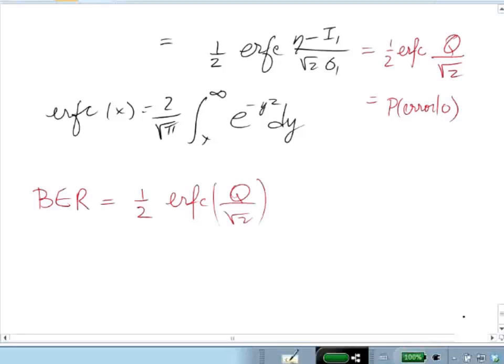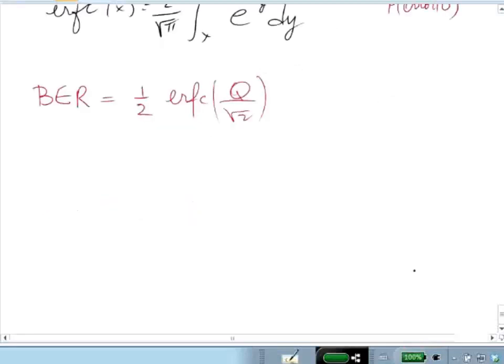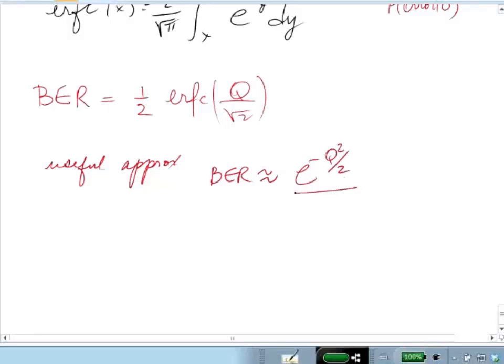And I just want to mention one useful approximation, just numerically. If you've got a calculator, you're trying to do some calculations, you don't have MATLAB, maybe you don't have the complementary error function available, the bit error rate is very well approximated as e to the minus Q squared over 2, divided by Q square root of 2π. So that's just an approximation for the complementary error function.